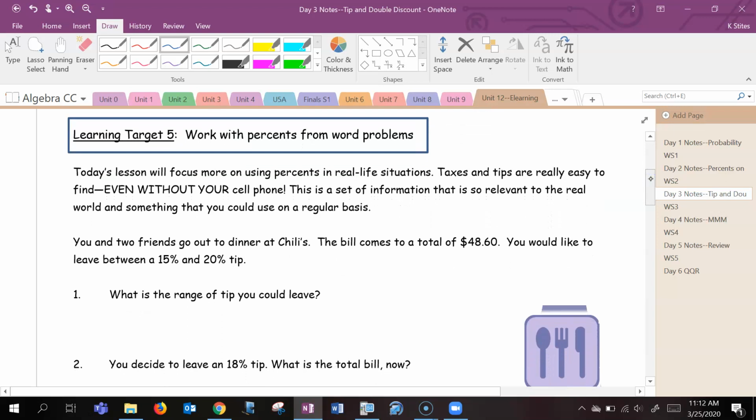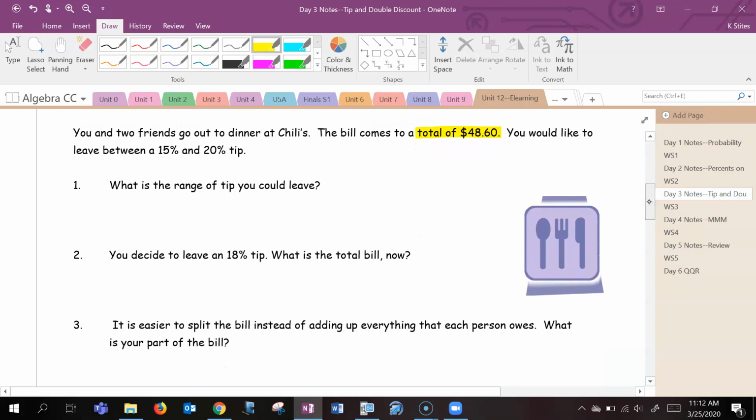All right. So you and two friends go out to dinner at Chili's. The bill comes to a total of $48.60. You would like to leave between a 15% and 20% tip. So the first question is, what is the range of tip you could leave?